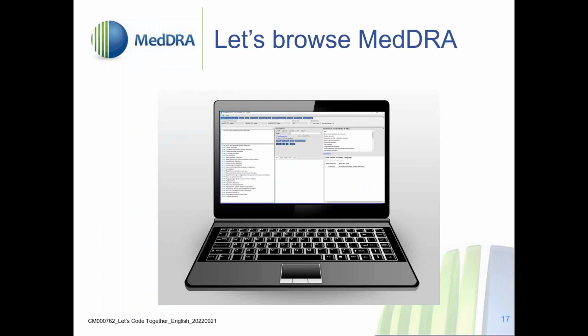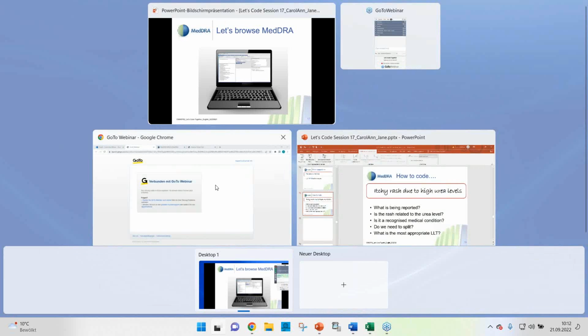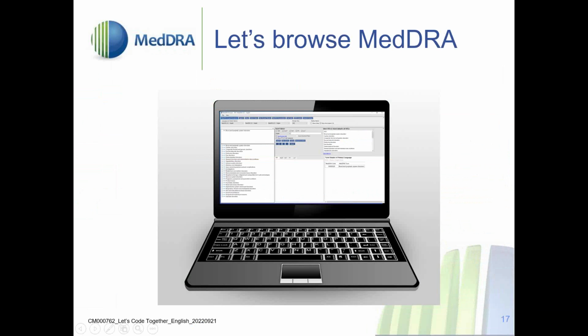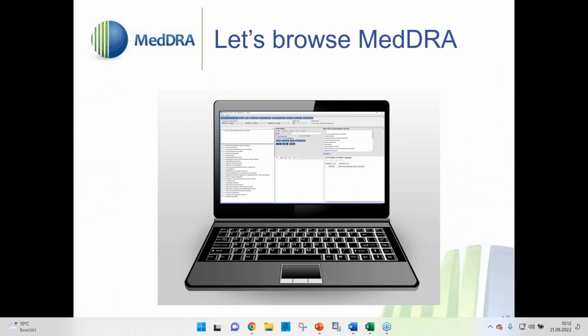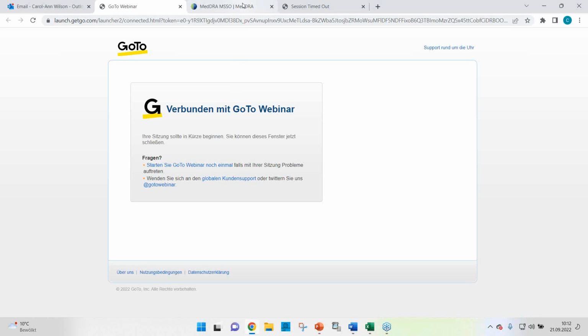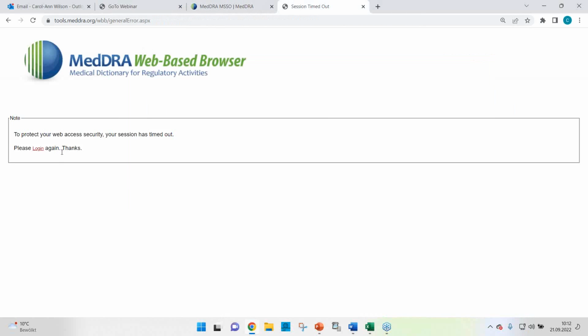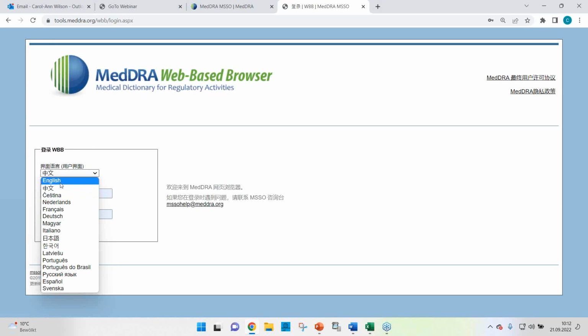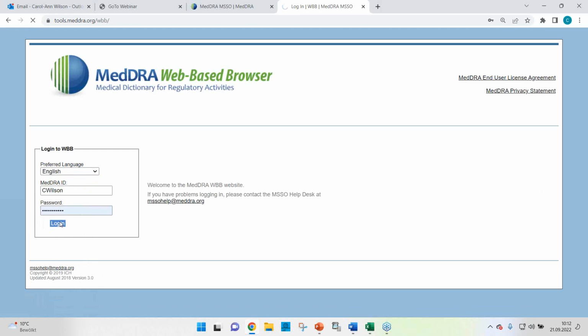So now let's look into the browser. Let me switch screens here. Where am I? Oops, I did not find my browser here. Let me open it. Here it is. Session timed out. I have to log in again. Not in Chinese, but in English. Here we are.